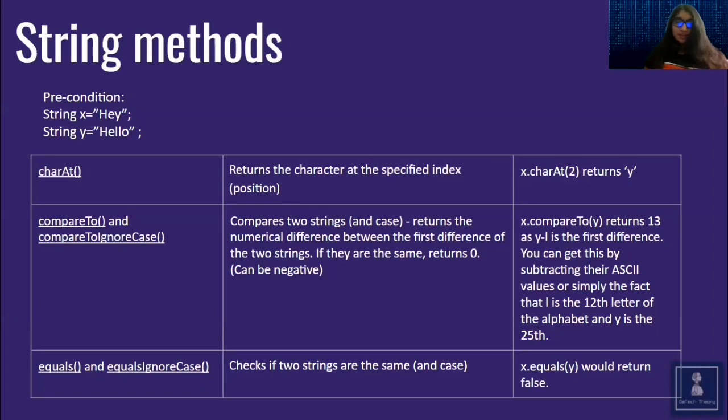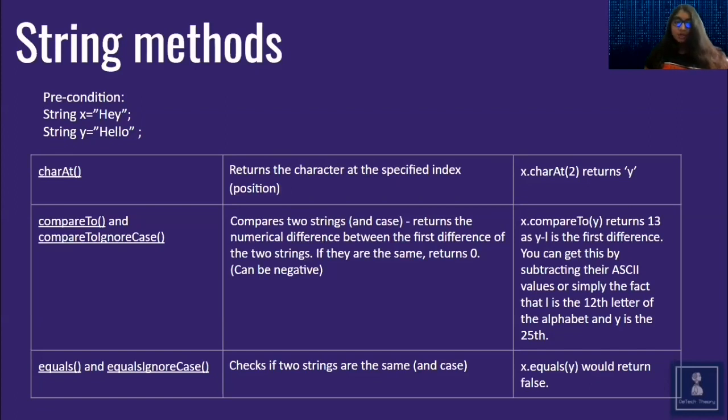This returns 13. And how do we know that? Because if you look at the two strings, the first difference is when y and l occur. So since it's x compareTo y, what we're going to do is take y minus l. And how do we know what y minus l is? We can do this by taking their ASCII values, or simply the fact that l is the 12th letter of the alphabet and y is the 25th letter of the alphabet. So if you go y minus l, that is 25 minus 12, we get 13.